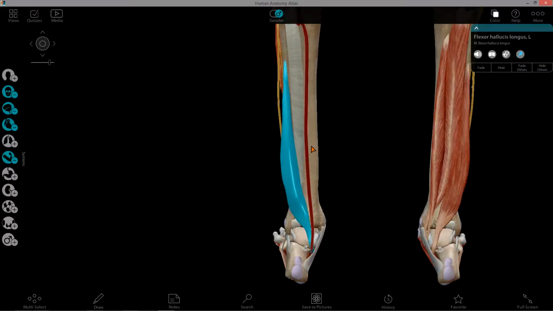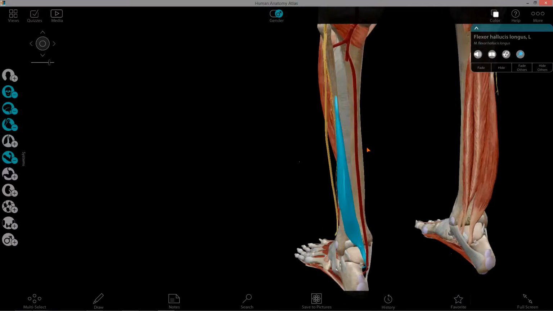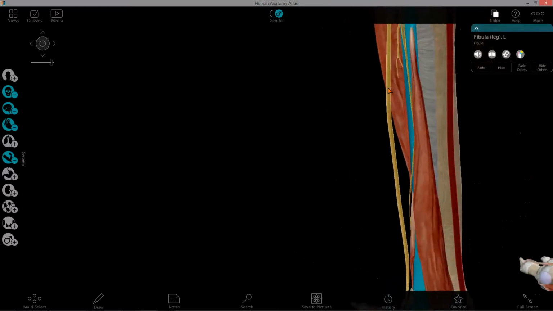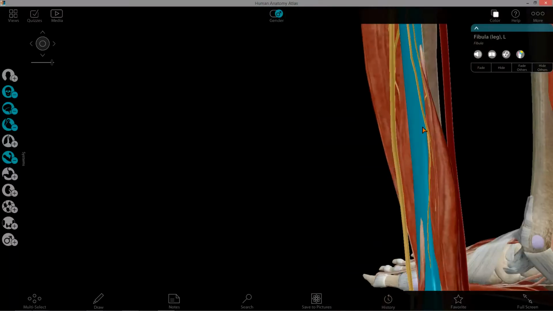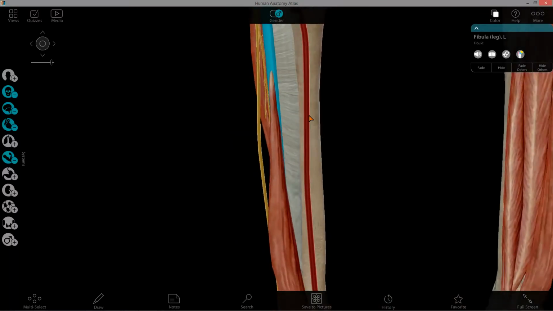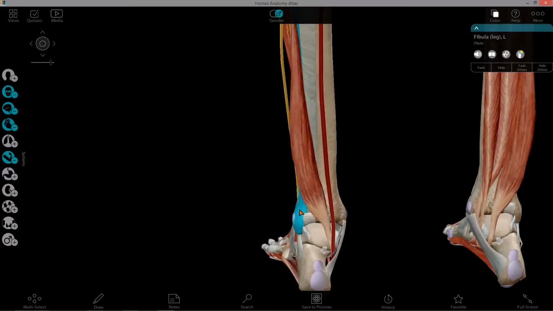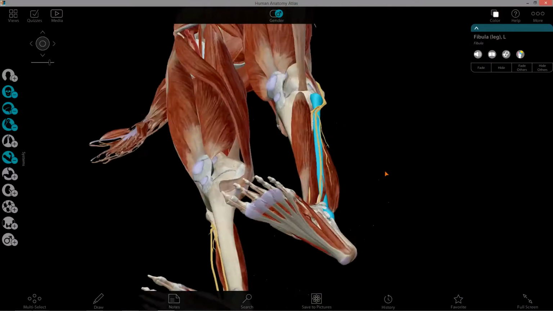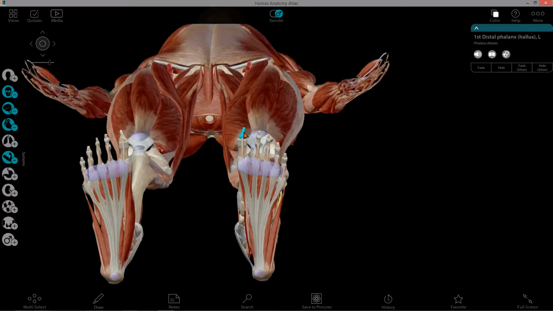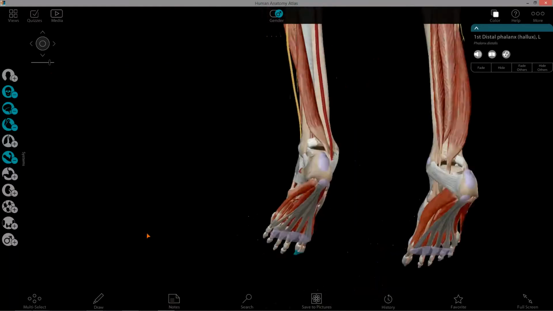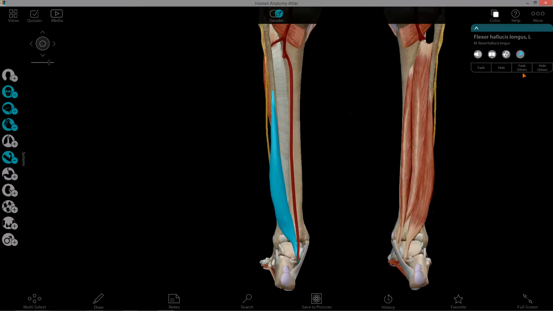And then finally, we'll discuss the flexor hallucis longus, which causes flexion of the big toe, much in the same way the flexor digitorum longus causes flexion of the lateral four digits. Its proximal insertion is the inferior two-thirds of the fibula. So if I zoom in, you can see how it attaches along the fibula here, highlighted in blue. And then its distal insertion is the base of the distal phalanx of the hallux, or the big toe. Rotate around here. So it attaches to the base of the distal phalanx of the hallux, okay? I'll hide that.